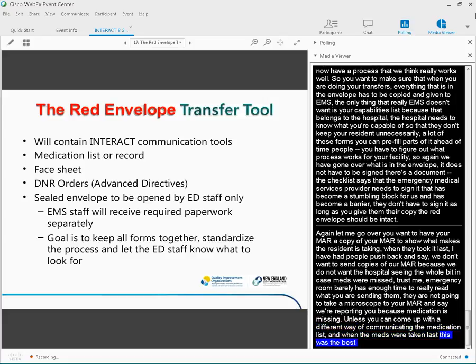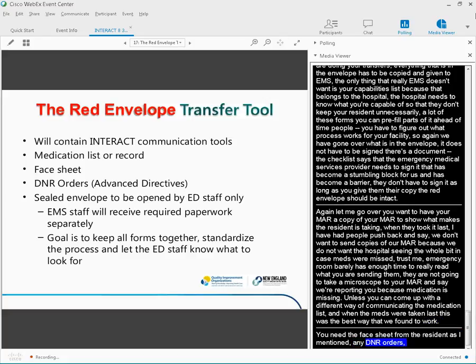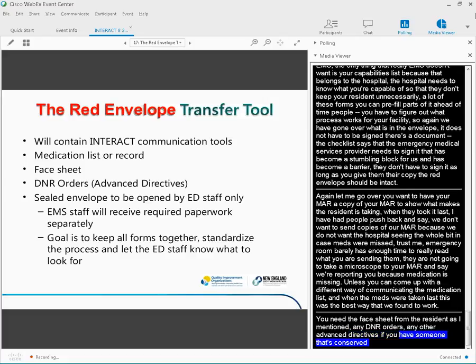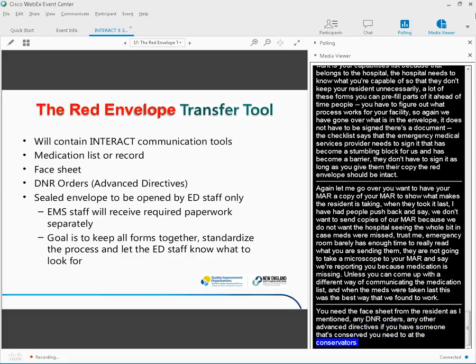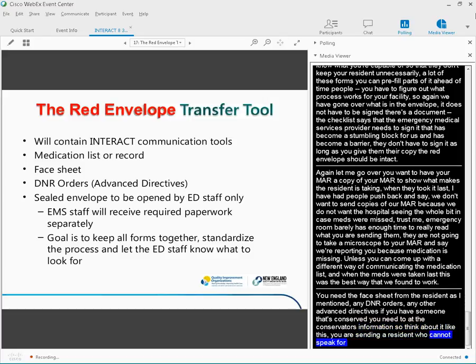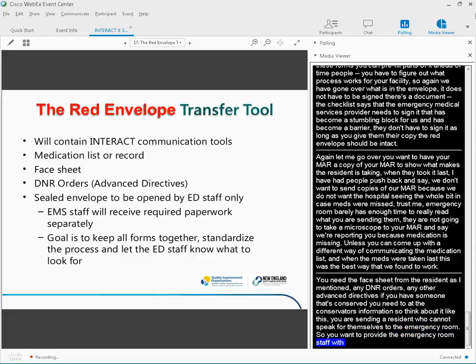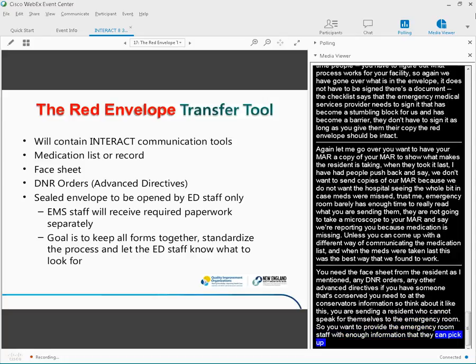You need the face sheet from the resident, as I mentioned, any DNR orders, any other advanced directives. If you have someone that's conserved, you need to add the conservator's information. So think about it like this. You're sending a resident who cannot speak for themselves to the emergency room. So you want to provide the emergency room staff with enough information that they can pick up this resident and be able to tell what's going on and what kind of treatment they need to provide.